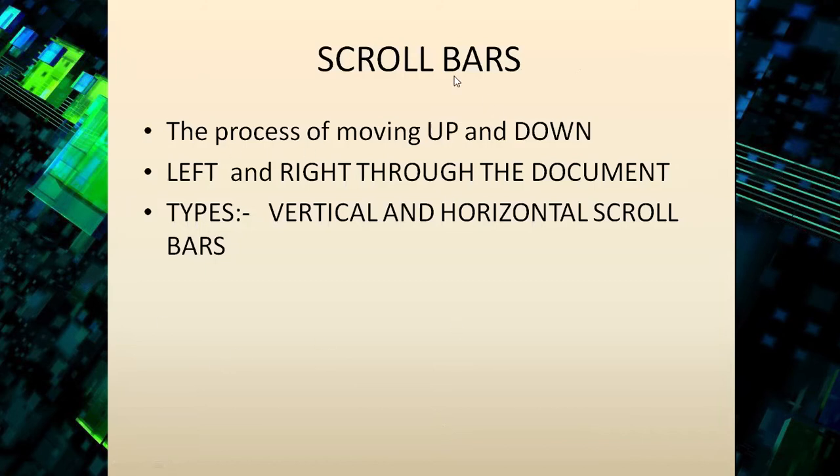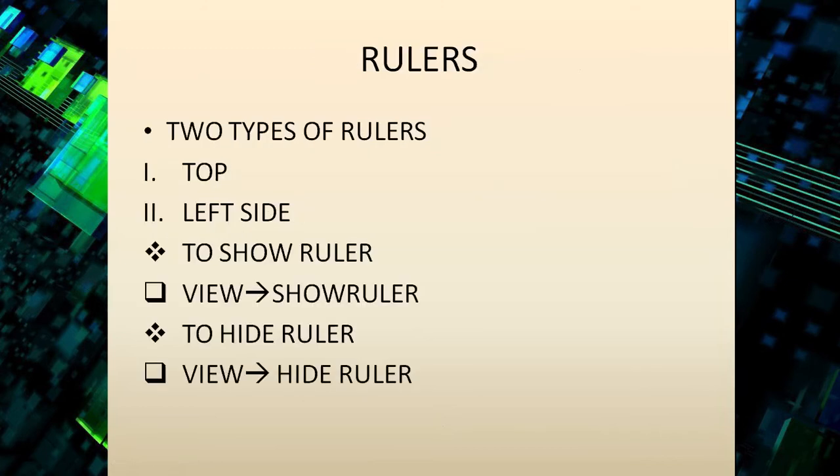Of course, scroll bars. We have two types of scroll bars, vertical and horizontal. The vertical scroll bar is used for moving up and down. The horizontal scroll bar is used for moving left and right on the document. There are two types of ruler, top and left side. To show rulers, we can choose View, Show Ruler. To hide rulers, we can choose View, Hide Ruler.